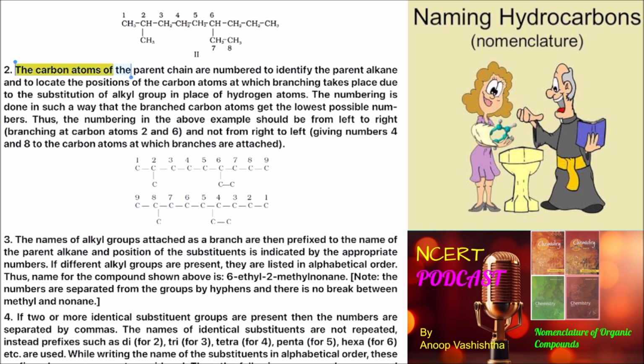The carbon atoms of the parent chain are numbered to identify the parent alkane and to locate the position of the carbon atoms at which branching takes place due to the substitution of alkyl groups in place of hydrogen atoms. The numbering is done in such a way that the branched carbon atom gets the lowest possible number. Thus, the numbering in the above example should be from left to right, branching at carbon 2 and 6, and not from right to left, giving numbers 4 and 8 to the carbon atoms at which branches are attached.